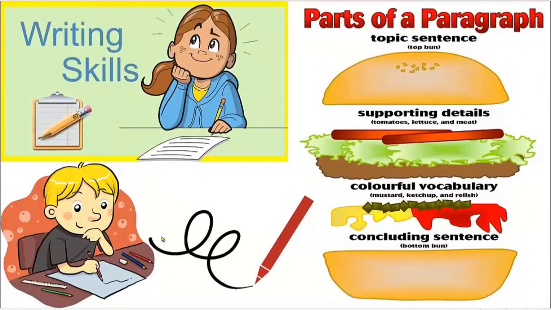Now let's go to the next exercise. It's about writing skills. It's very important to know that there are some parts of writing a good paragraph. To write a good paragraph, you should start with a topic sentence, then write supporting details, and finish your topic with a concluding sentence, the last sentence which finishes the topic in a good way.